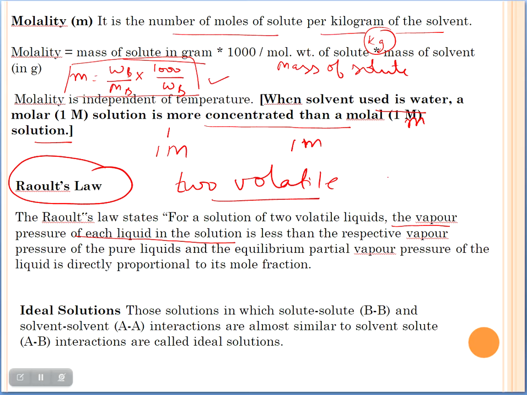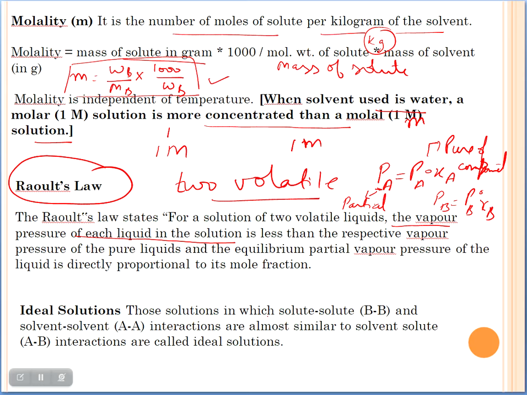For example, I can write the equation here: Pa is equal to Pa naught XA, and Pb is equal to Pb naught XB. Here Pa is the partial pressure of A component and Pa naught is the pure pressure of A component. This is the formula of Raoult's law.